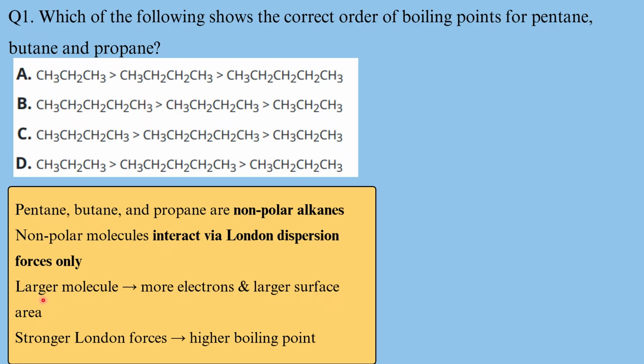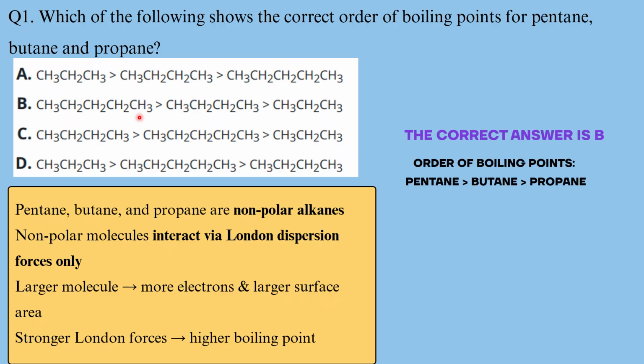So, as the size of the molecule increases, the molecule will have more electrons. As they have more electrons, the strength of the London forces also increases. So the larger the molecule, the more electrons there will be, and hence the larger surface area, due to which there will be stronger London forces. And as the forces increase, it will lead to an increase in the boiling point. So we just have to look for the larger molecule, because the larger molecule will have more London forces, due to which its boiling point also increases.